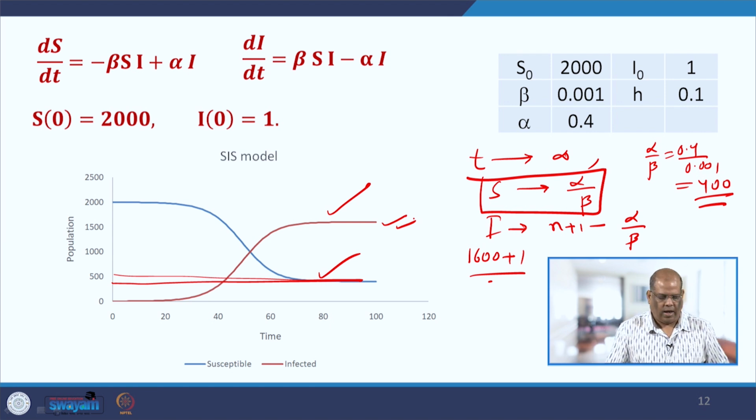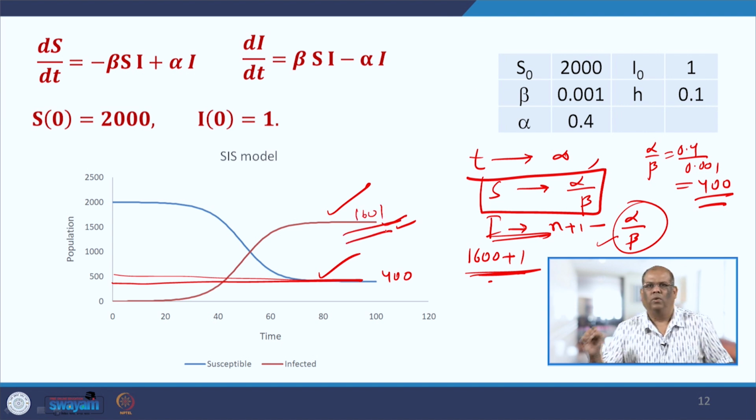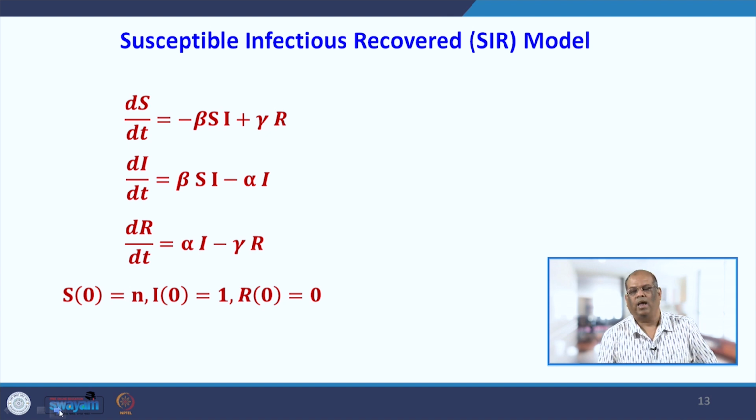So, which is approximately this particular value. The conclusion is that as time increases, a fraction of the susceptible persons will be there, in this case 400, and the fraction which has not been infected is n plus 1 minus alpha by beta, due to which the infected persons have only reached 1600 plus 1, which is this value. So with this we go to the next model, which is called the SIR model. It is just an extension of the SIS model, but with another compartment.